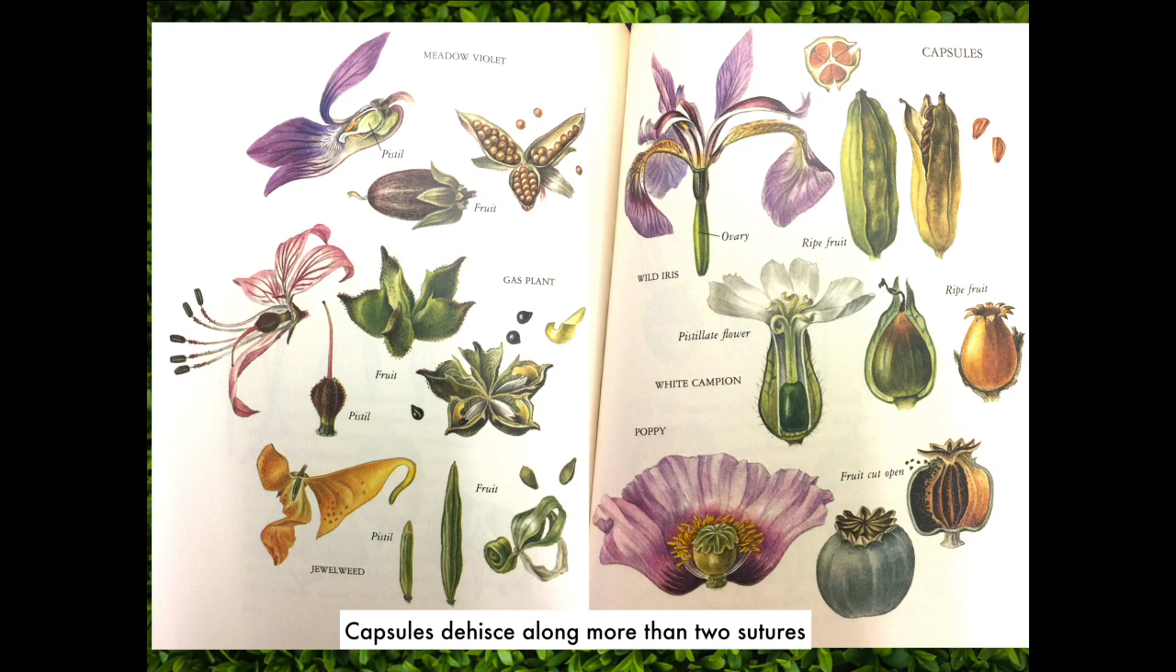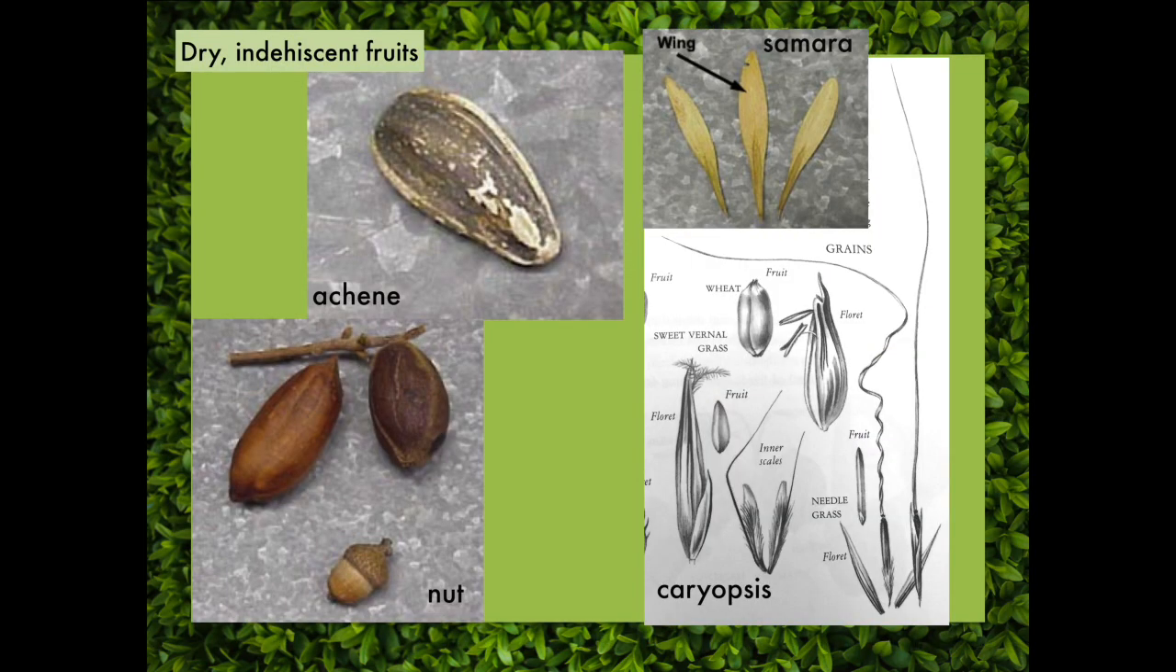Capsules are dry dehiscent fruits that open along more than two sutures. So it might be three, like you see in the meadow violet in the upper left, or it could be more than three. It could be 5, 10, who knows, sutures that open up to release the seeds. So those were all dry fruits that have sutures or planes that open by design.